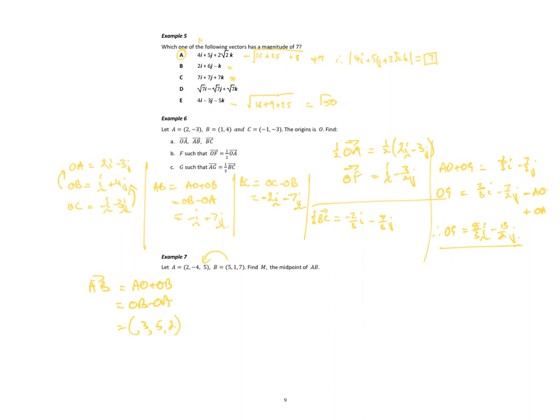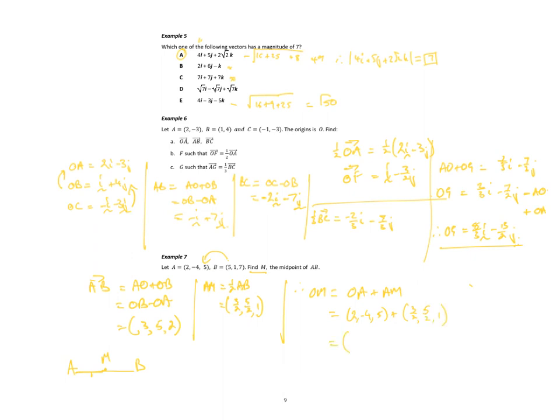M is the midpoint, so it's halfway. So there's A to B, and there's M there. Yeah, that's the midpoint, so that's halfway. So AM is equal to a half AB, which is equal to 3 on 2, 5 on 2, 1 as a vector. So that's the vector AM. But we want the point OM, don't we? Because I need the point M. So therefore OM is equal to O to A plus A to M, which is OA, which is 2, negative 4, 5, plus AM, which is 3 on 2, 5 on 2, 1.